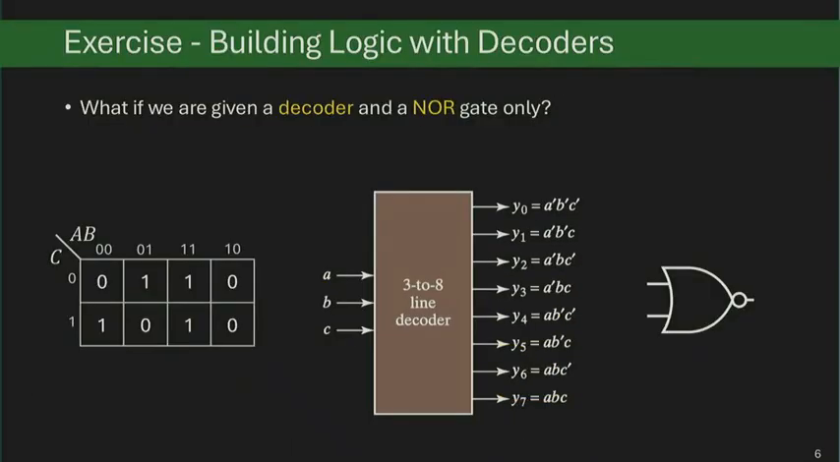I have another exercise for you. Let's say I want to implement a circuit using a decoder and a NOR gate. With an OR gate, it's very easy. These are minterms. You just collect the indices of the minterms from the minterm expansion, and that implements the function. What if I give you a NOR gate? Could you implement this function using a decoder and a NOR gate by only adding some connections?